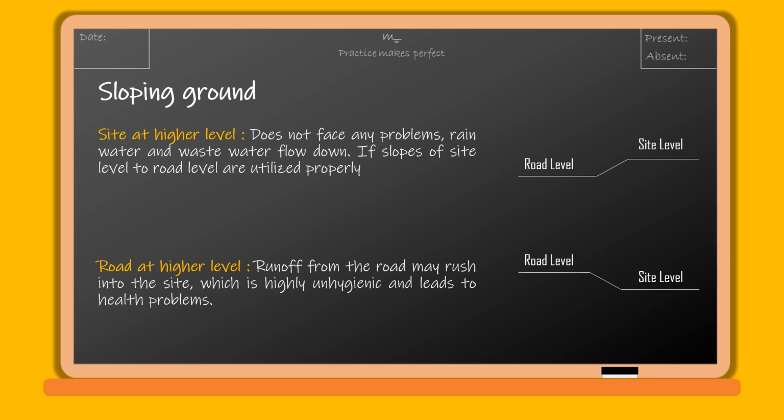In slope sub-classification, we can generally divide into three types: site or land at higher level, road at higher level, and undulated level in hilly areas. In a site at higher level, there are no problems, as rainwater and wastewater flow down, if the slopes of site level to road level are utilized properly. In road at higher level, runoff from the road may rush into the site, which is highly unhygienic and leads to health problems.